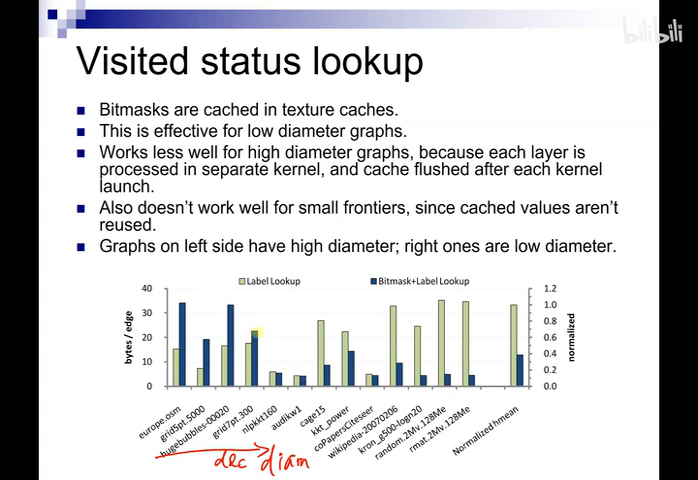other high diameter graphs. But as you move to low diameter graphs, then this method of using both a bit mask and a label becomes more useful. So for example, for some of these graphs, you actually incur like 3-4 times as much memory traffic per edge using just the labels. Okay, and on average, it turned out that using just the labels was going to be about twice as bad as using bitmask plus label.